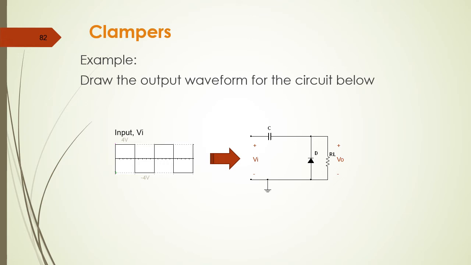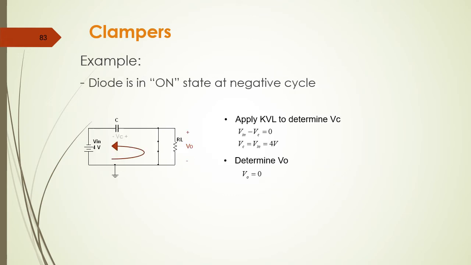Okay, for example, you are asked to draw the output waveform for the circuit below. We have a square wave here. The maximum value is 4 volt. The minimum value is minus 4 volt. You see that in the circuit, the diode is pointing upwards, which means that it is in on state. It will be in on state when it is in negative cycle. So the diode is on state at the negative cycle.